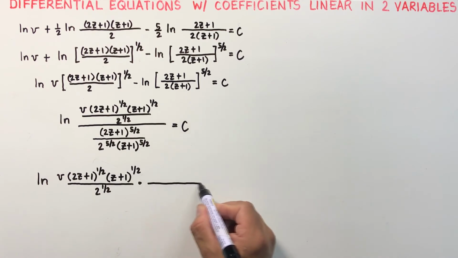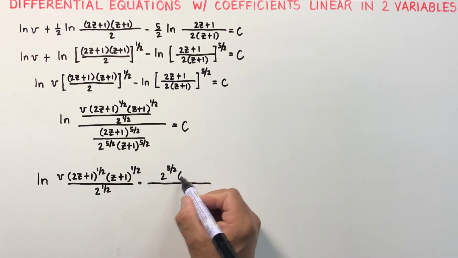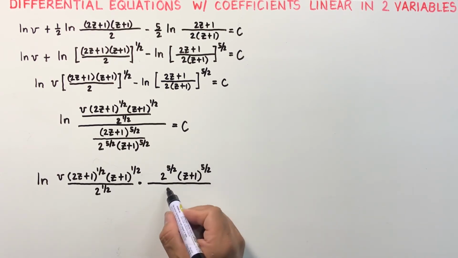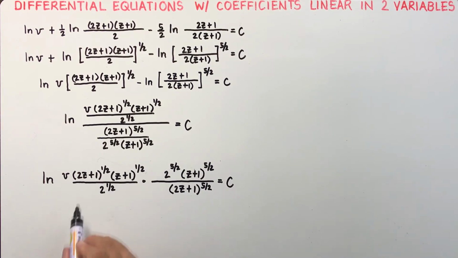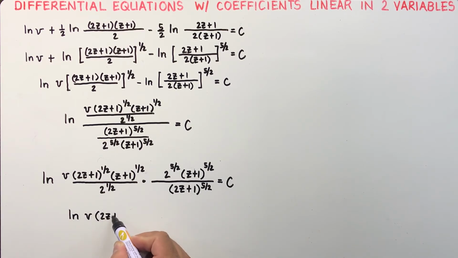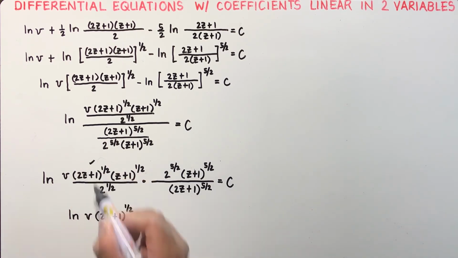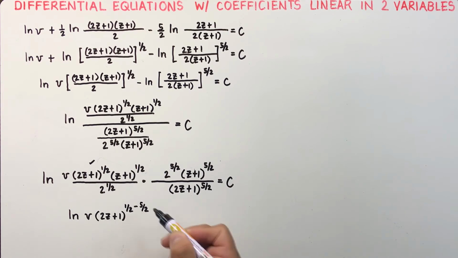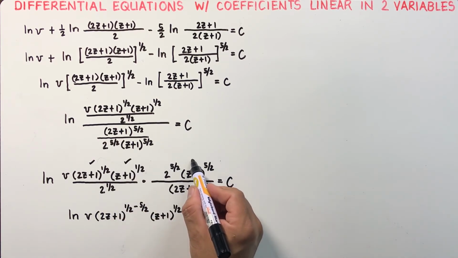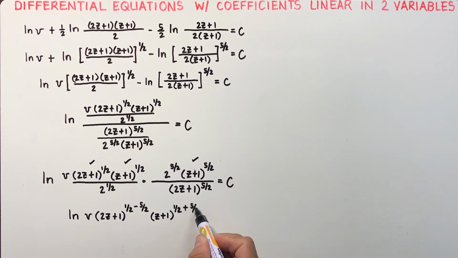So we have the fraction of 2 to the power 5/2 times z plus 1 to the power 5 halves divided by 2z plus 1 to the power 5 halves here. And simplifying this fraction here, we have the natural log of v times 2z plus 1 to the power 1/2 for this factor here, and this is multiplied by this factor with a negative exponent, so this is minus 5 halves times z plus 1 to the power 1/2 for this term, and this will be multiplied by this factor here, so this is plus 5 halves, and also this is multiplied by 2 to the power 5 halves minus 1/2 there.